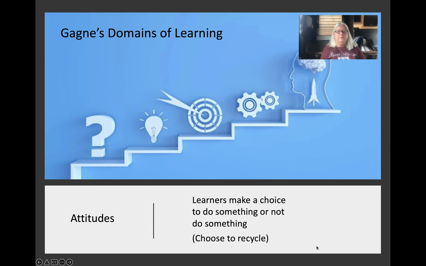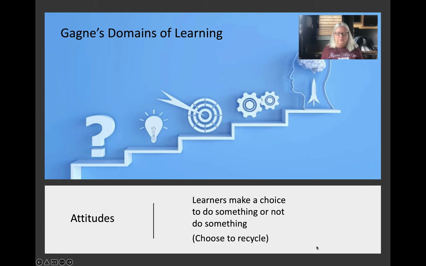Okay, the last one is attitudes. An attitude is a kind of strange sort of goal because the learner has to choose to do this. So it's very hard to train somebody in making them want to choose something. It does usually require some sort of cognitive activity, but mainly it's a choice whether to do something. So they have to decide: do they choose to be a good employee?